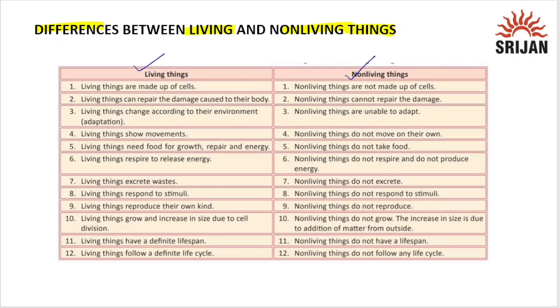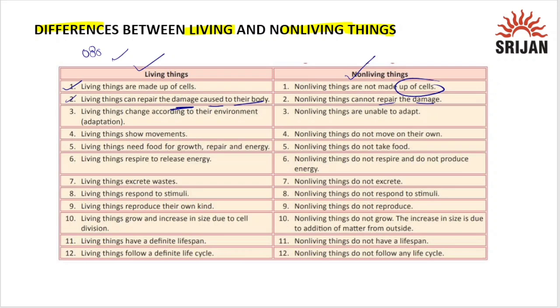As we know, all human beings, animals and plants are made up of building blocks known as cells. Therefore, it is written here that living things are made up of cells. On the other hand, non-living things are not made up of cells. Living things can repair the damage caused to their body because they have cells and the proper mechanism for the repair, but non-living things cannot repair the damage on their own.